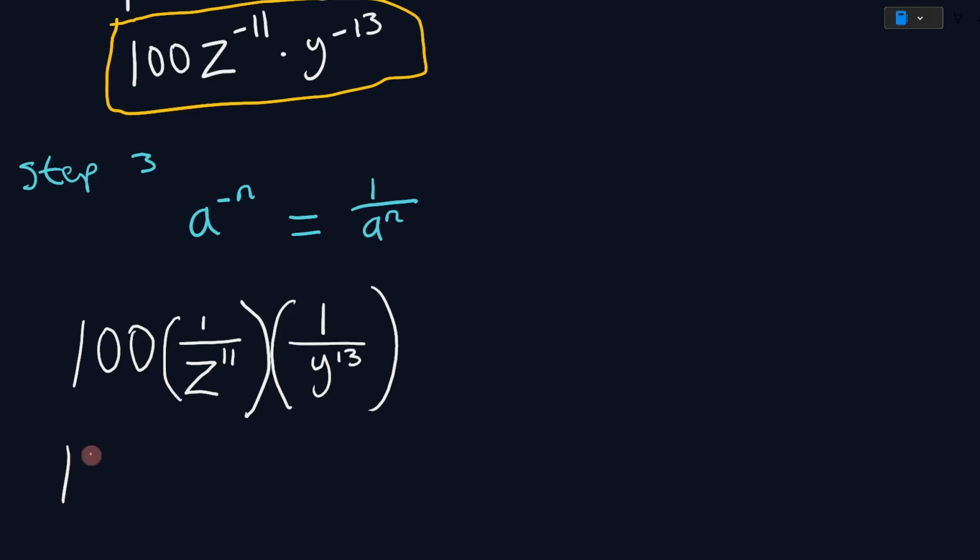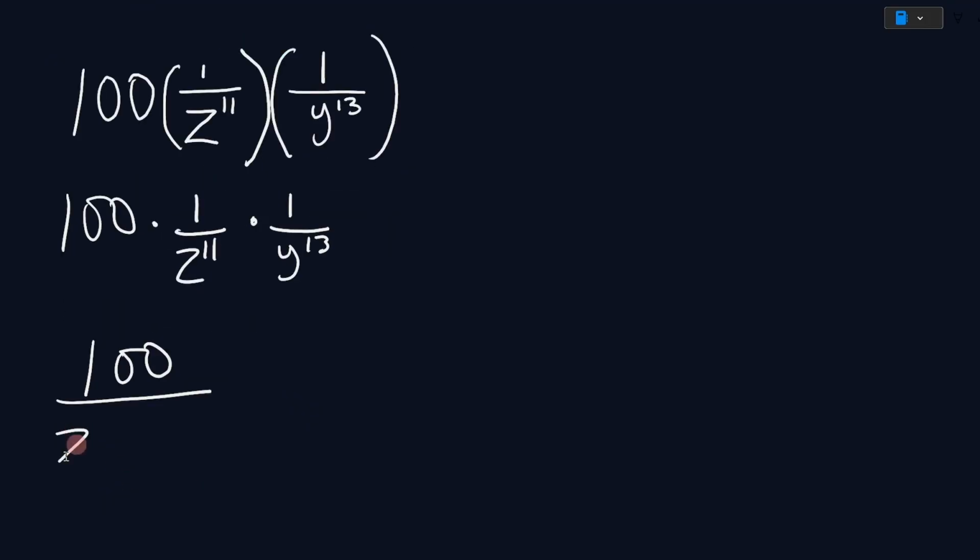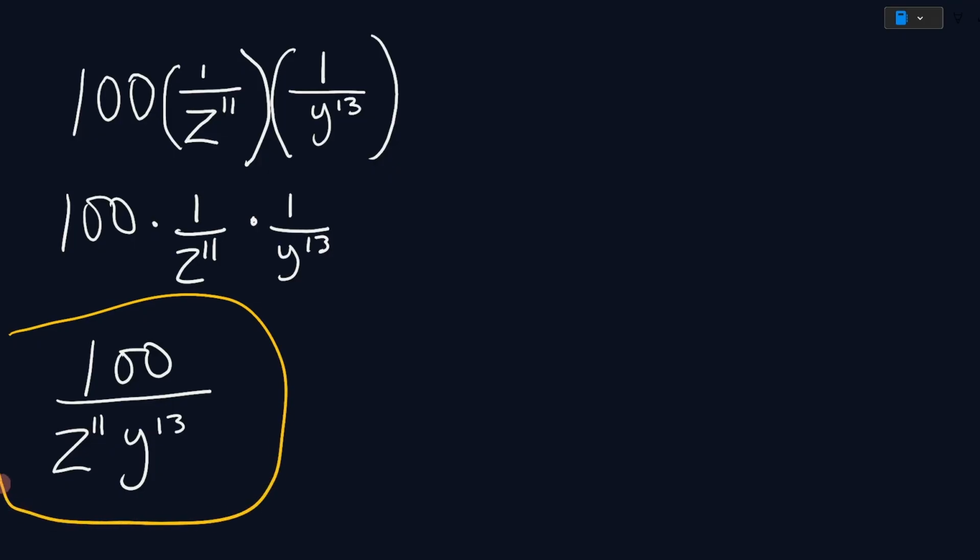This means 100 multiplied by 1 over z exponential 11 multiplied by 1 over y exponential 13. When we combine the denominators, we have that this is 100 divided by z exponential 11 multiplied by y exponential 13. This will now be our final answer in the positive form.